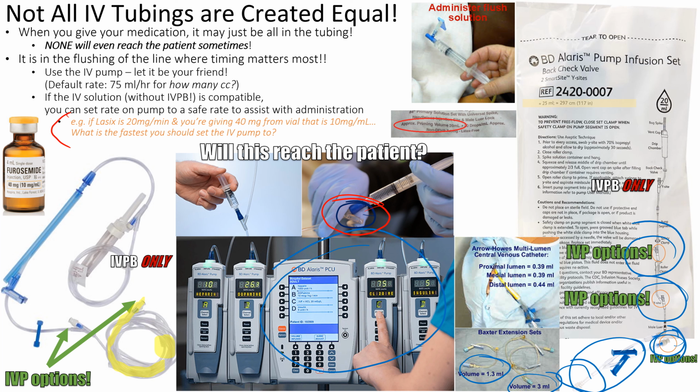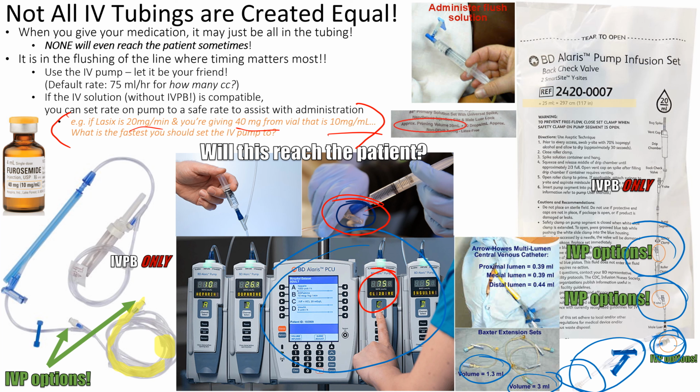So for instance, should 75 always be the number? Well, if it says 20 milligrams a minute, 75 mLs an hour is what you're going to program the pump to flush. But we have Lasix at 20 milligrams a minute. You're giving 40 milligrams. That's 10 milligrams per mL, and you're giving 20 milligrams a minute, that's 2 mLs a minute, right? So what rate is that in mLs per hour? Do you follow?